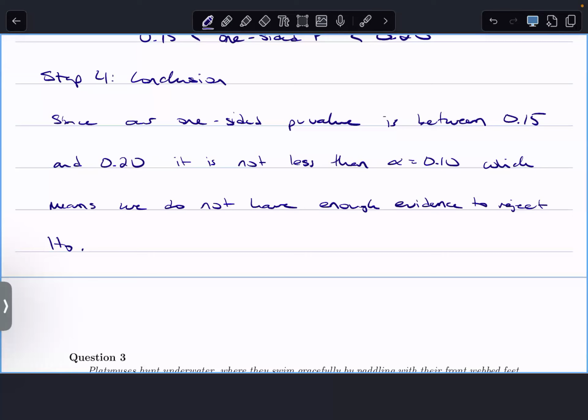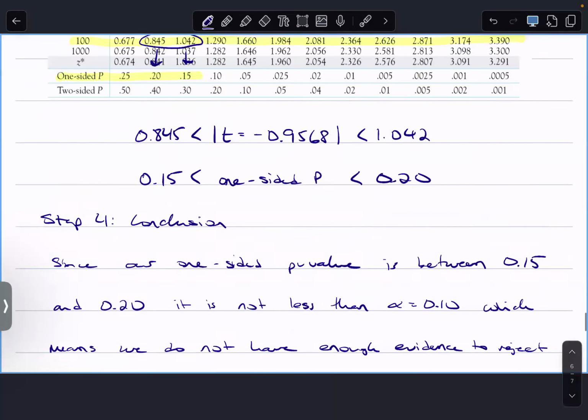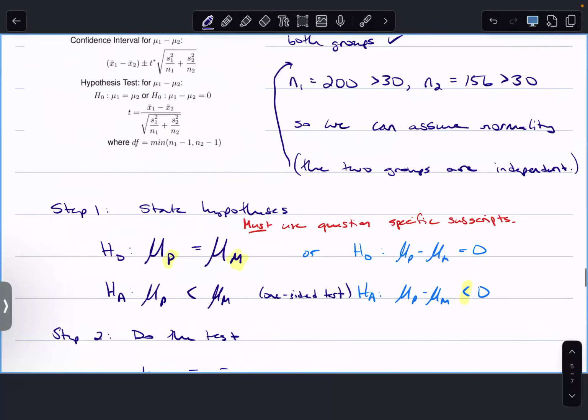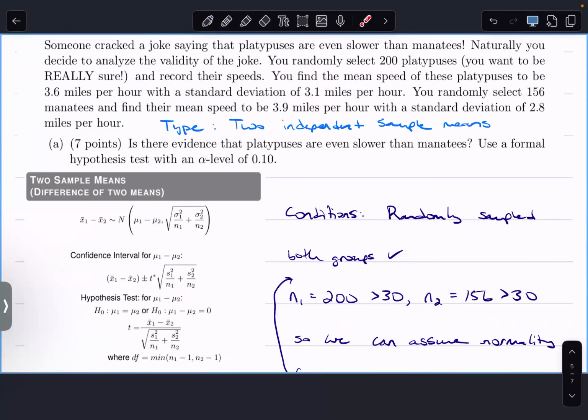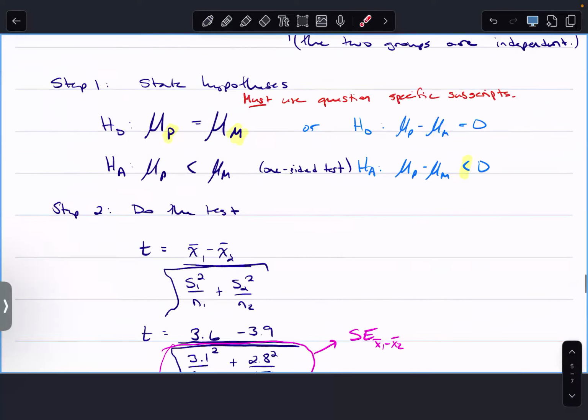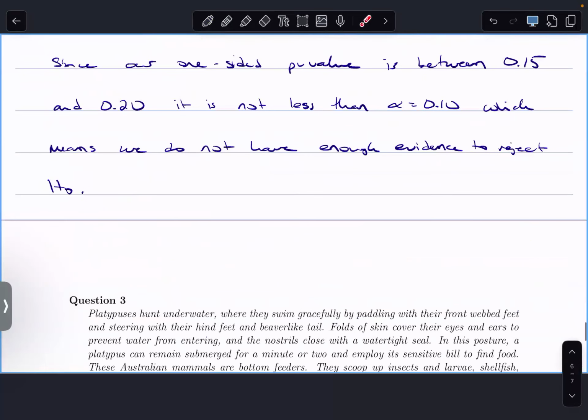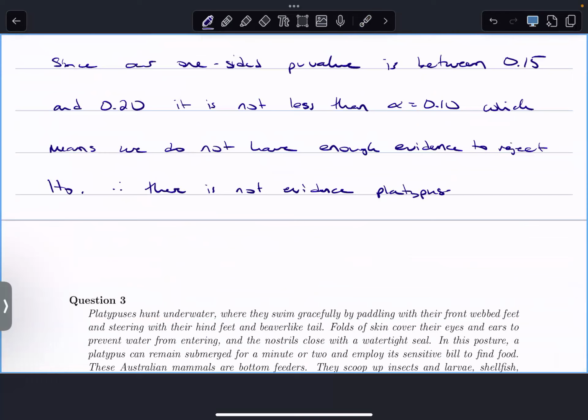Therefore, there's not a significant difference in the mean speeds, or how is the question worded? You take the question and you reword it as an answer. There is not evidence that platypuses are even slower than manatees, or some version of that. Therefore, there is not evidence platypuses are slower than manatees.